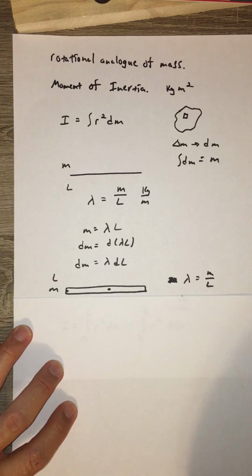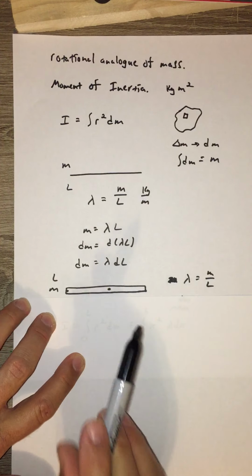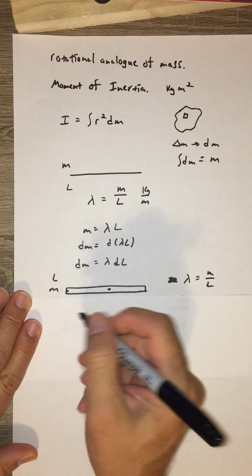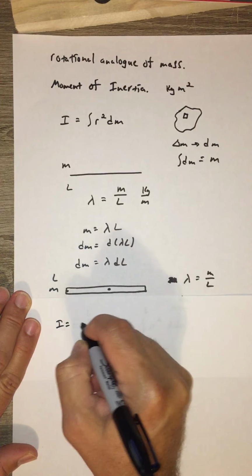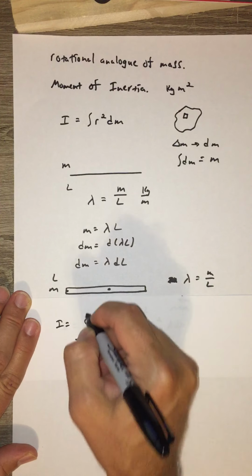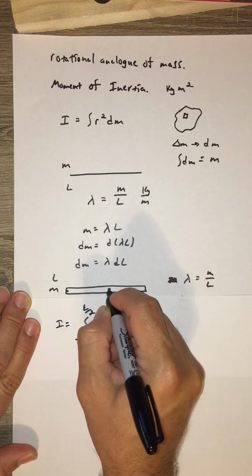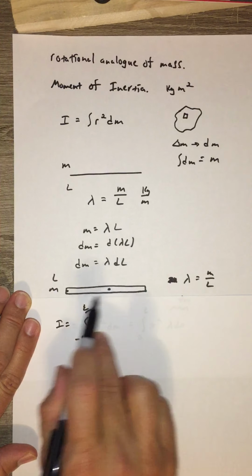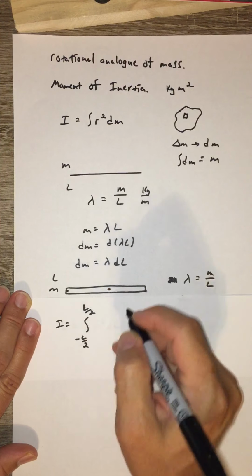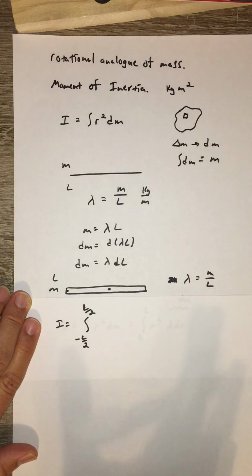All of this is still the same. My linear mass density is still the same. But now my origin is here. And so that invites an integral that runs from minus L over 2 to L over 2, right? If my origin is here, I'm going to have to integrate the whole bar, but this is minus L over 2, and this is L over 2 of r squared dm.